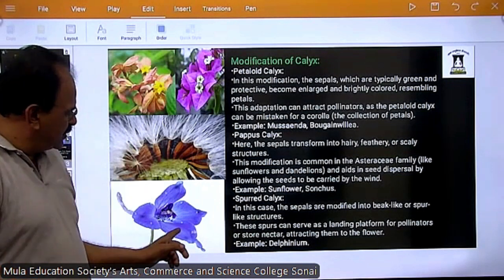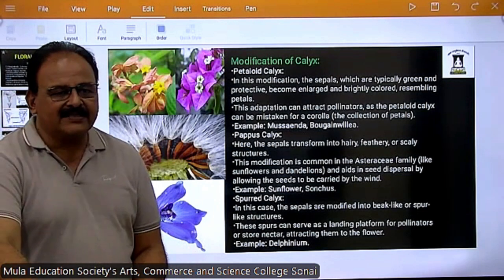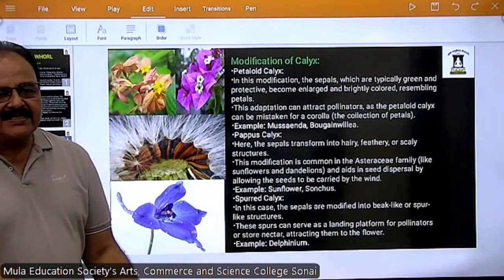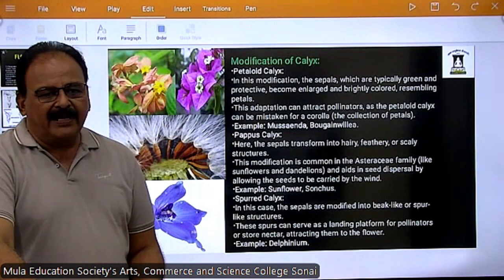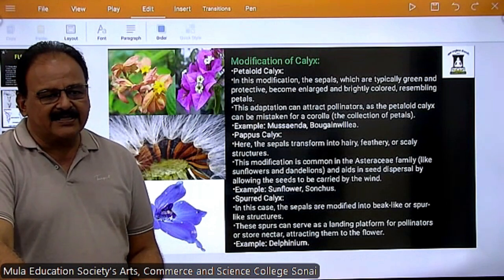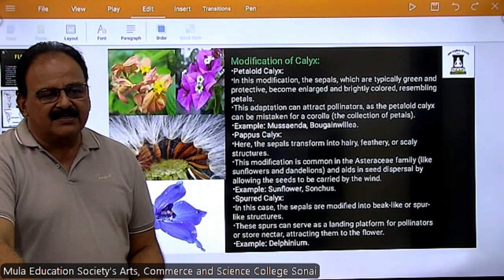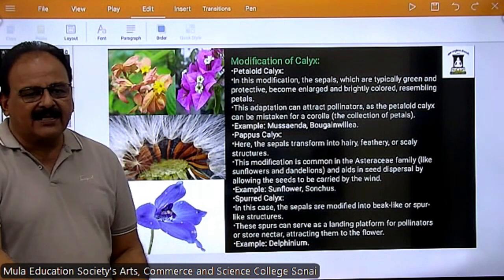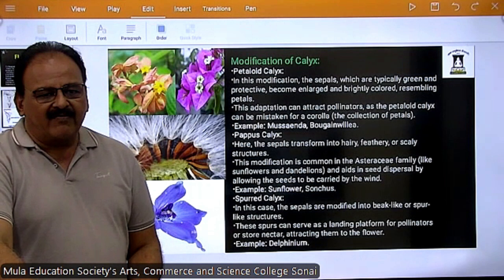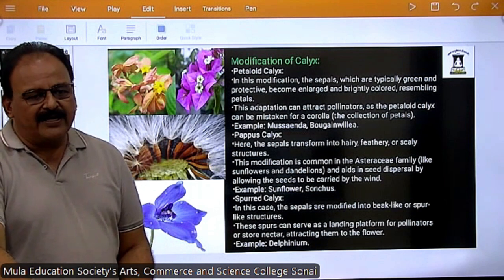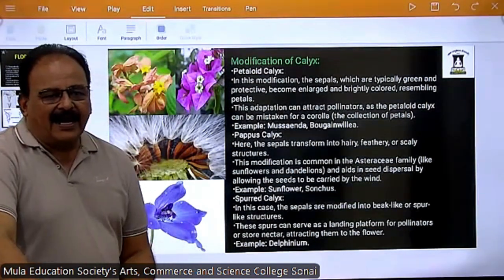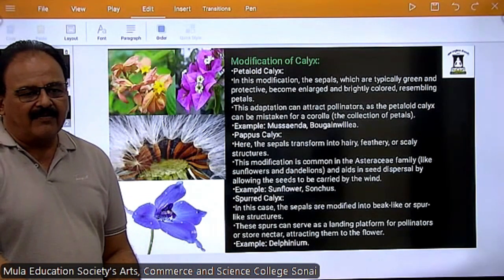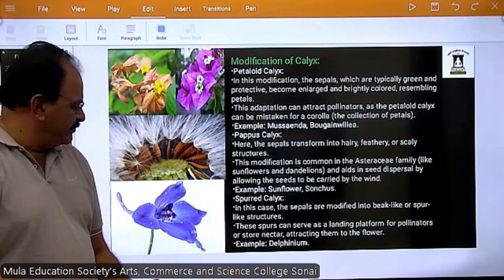Then third one is spurred calyx. In this case, the sepals are modified into beak-like or spur-like structures. These spurs can serve as a landing platform for pollinators or store nectar, attracting them to the flower, for example, delphinium.